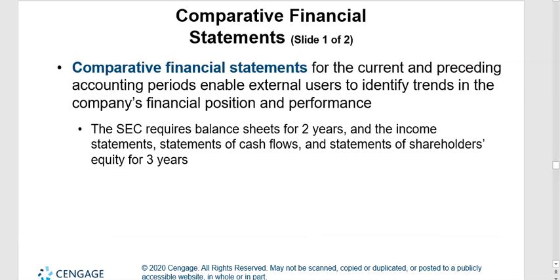Now, generally speaking, comparative financial statements are issued along with the annual report. So really, anytime a corporation issues financial statements, you normally have comparative financial statements. For a balance sheet, they'll normally issue 2 years worth, the current year and the previous year. And it's actually required by the SEC. So for the balance sheet, it's 2 years. For the rest of them, it's 3 years. So the income statement, statement of cash flows, and statement of owner's equity or shareholders' equity, it's 3 years.